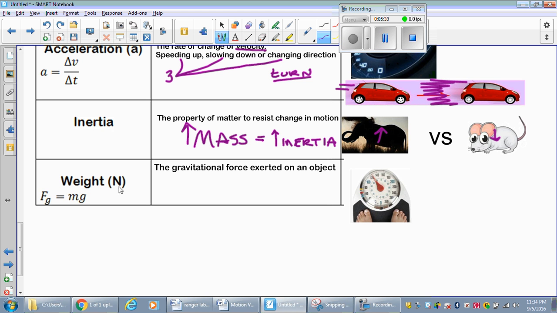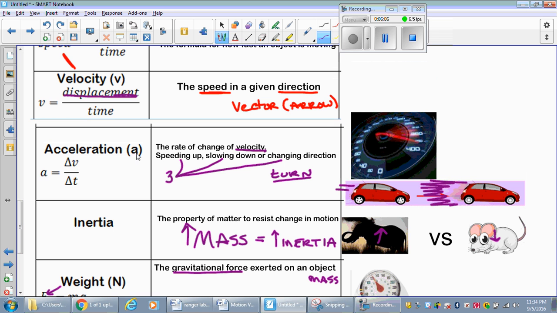Okay, weight. This is just a fancy way of saying force gravitational, because it is the gravitational force exerted on an object, and specifically its mass. Okay, the gravitational force exerted on mass. That's how mass and weight are different. Because look here, the equation for weight is mass times gravity, which we use as 9.8. Okay, 9.8 meters per second squared. So it's kind of like an acceleration. And speaking of which, acceleration is symbol A, measured in meters per second squared.